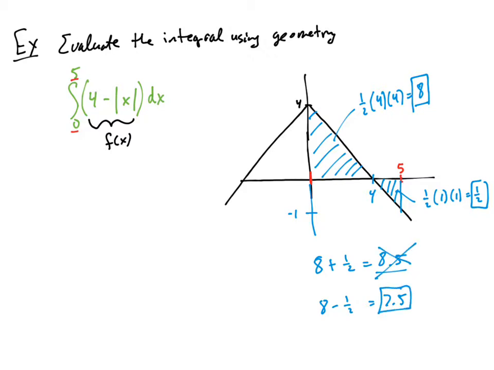Okay, so we say that this is the signed area. Any area above the x-axis is positive. Any area below the x-axis we treat as negative. So when we're taking the integral, we want the signed area always. Okay, so it's possible because we want the signed area.